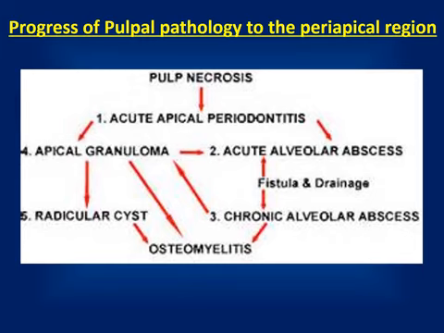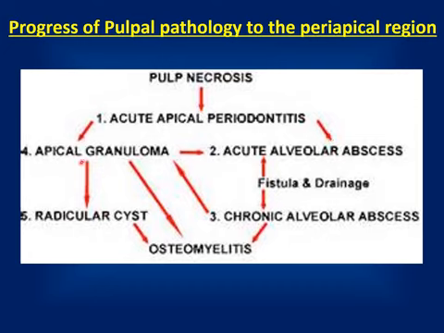Progress of pulpal pathology to the periapical region. Here, it starts with the origin, which is pulpal necrosis. It goes out to the periapical region. It makes acute apical periodontitis. Then this will make a granuloma or an abscess.